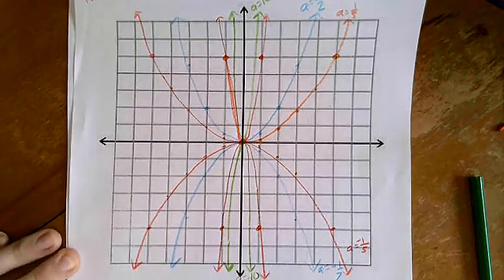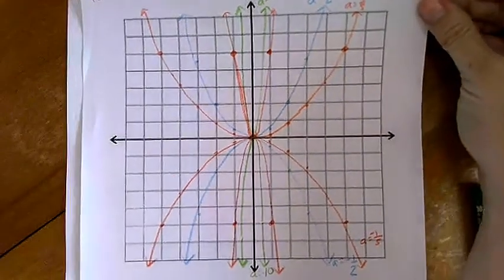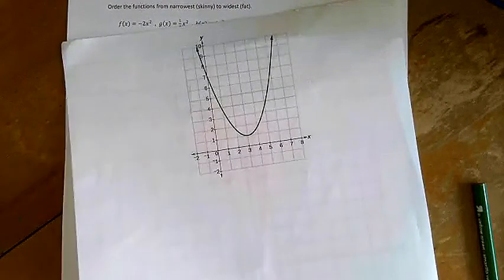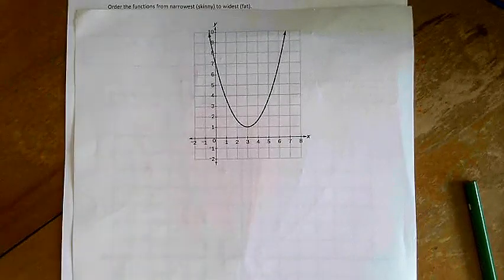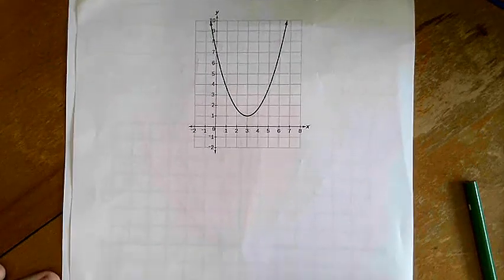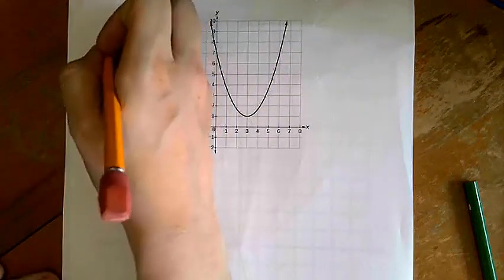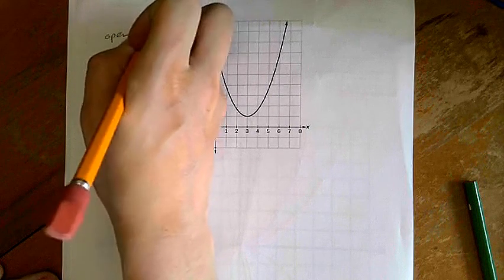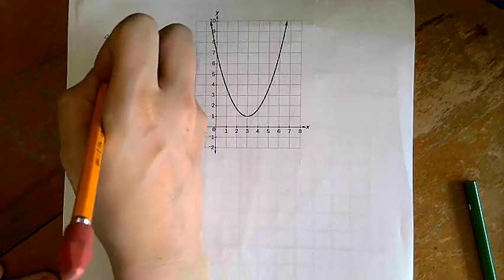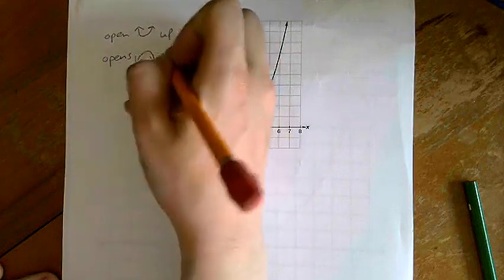There we go. So let's see if we can put together some of what we've just discovered. Let's see if we can summarize some of what we just discovered. We know that for quadratics, because here's our quadratic right here, it's either going to open up in a smiley face, or it opens down in a frowny face.